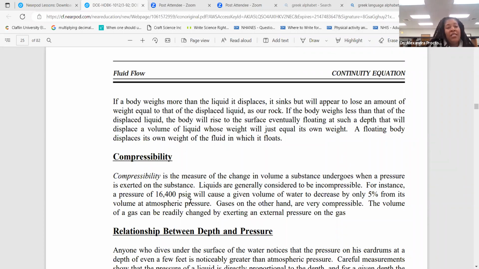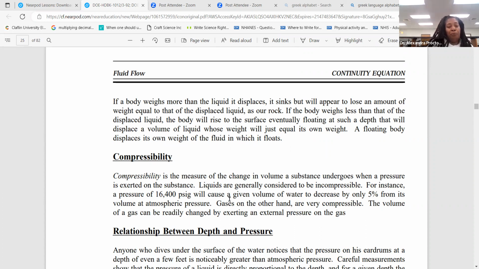So if a body weighs more than the liquid it displaces, it sinks, but will appear to lose the weight equal to that of the displaced liquid. If a body weighs less than that of the displaced liquid, the body rises to the surface and eventually floats at such a depth that it will displace the volume of liquid whose weight will just equal its own weight. So a floating body displaces its own weight of liquid in which it floats.